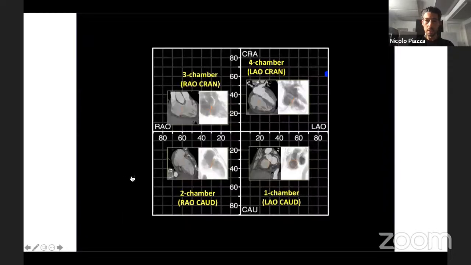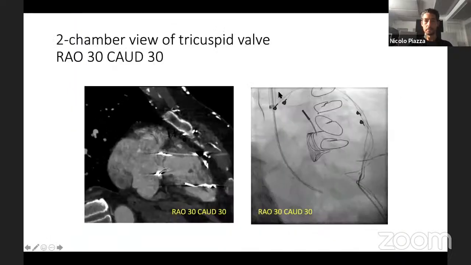So this is the fluoroscopic formula for the right heart. You've got the one chamber in LAO caudal, the two chamber in RAO caudal, the three chamber in RAO cranial, and the four chamber in LAO cranial.